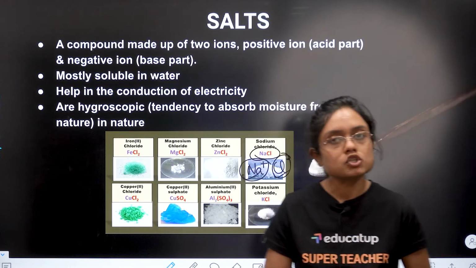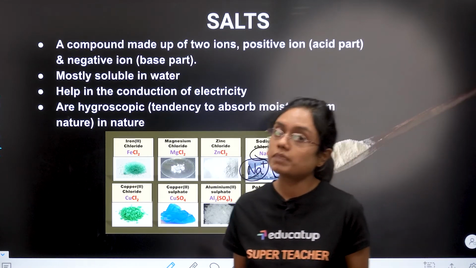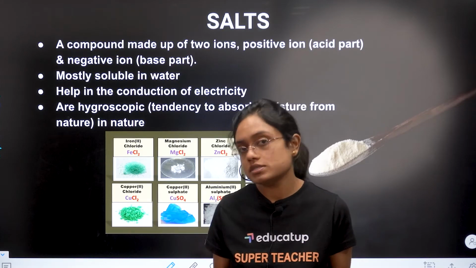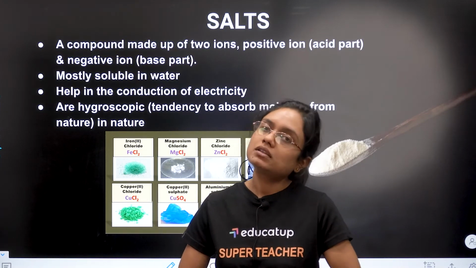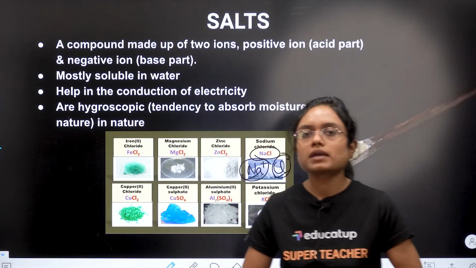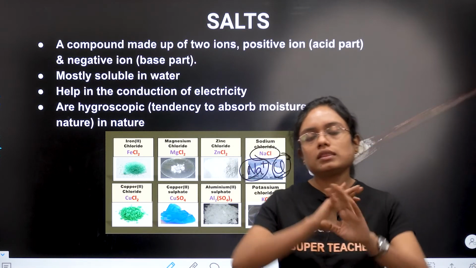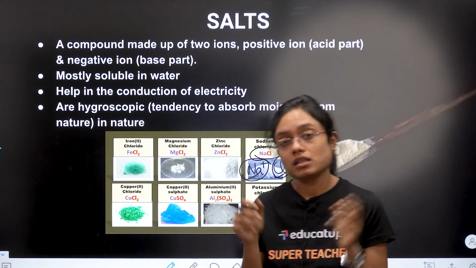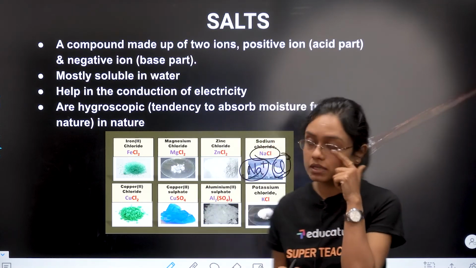They help in the conduction of electricity because acids और base दोनों ही electricity के good conductors हैं, तो उनका product भी definitely electricity का good conductor ही होगा. And it is hygroscopic in nature. Hygroscopic का मतलब होता है कि moisture, जो nature में moisture है, जो water vapor है, उसको absorb करता है, automatically absorb करता है. It is hygroscopic in nature.